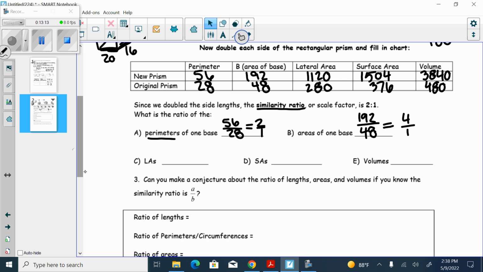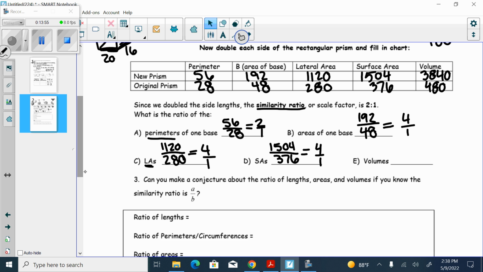Okay? Then for our lateral areas, we had 1,120 over 280, and will that simplify to what? Which makes sense because lateral area is still a type of area, right? Okay, then for our surface areas, we've got 1,504 over 376. Will that simplify to what? So again, still a type of area, so still has that same area ratio.